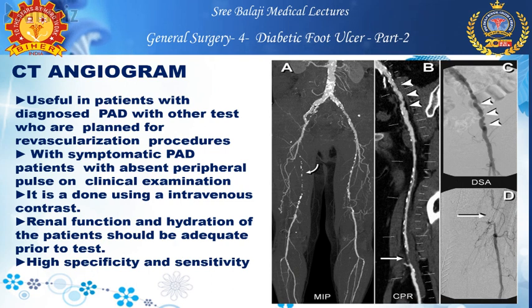So what are the advantages of doing a CT angiogram? CT angiogram gives a three-dimensional image of the vascular system in the lower limb. It not only tells the anatomy, it also tells the stenotic size and stenotic segment levels, and collaterals can also be easily identified by CT angiogram. It is done using an intravenous, water-soluble iodinated contrast. The most important part in doing a CT angiogram is that the patient's renal function should be normal and the patient should be well hydrated prior to the test. It is highly specific and sensitive, ideally done for patients who require revascularization procedures.